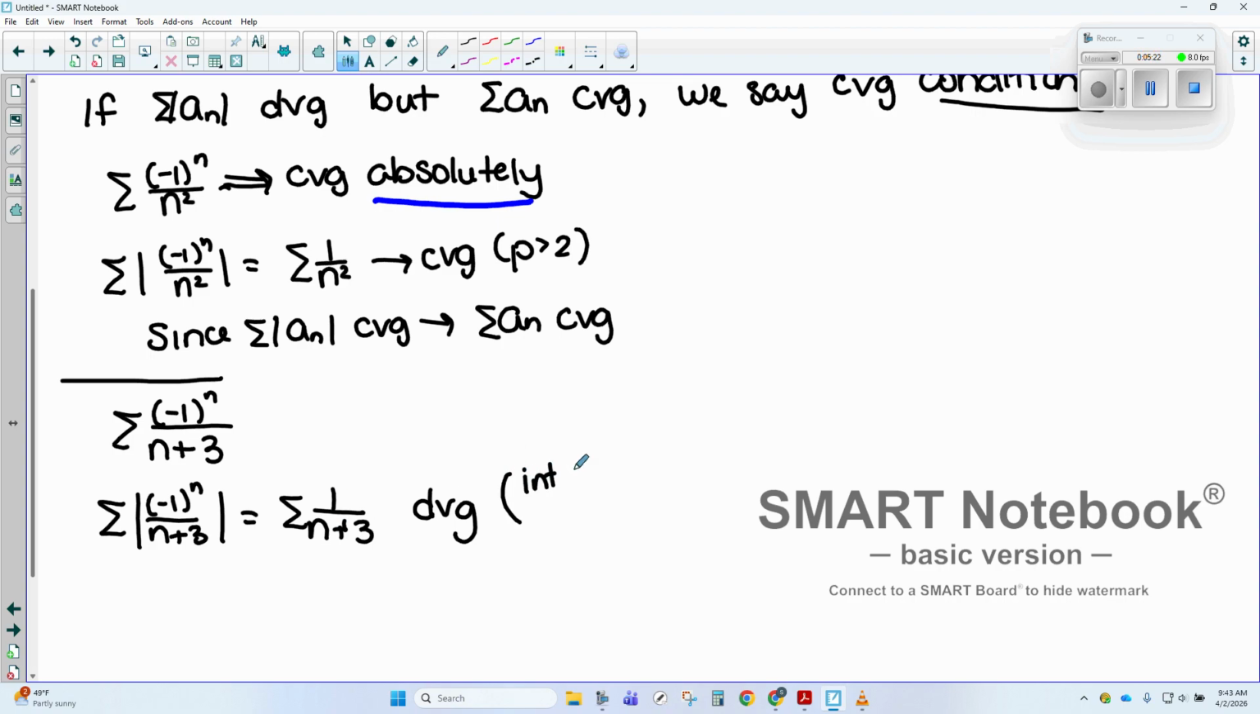We had a lot of tests. We could use the integral test for this. We could use a comparison test. I would say the limit comparison test, because the inequality wouldn't go in the right direction for the direct comparison test. But hopefully we're very comfortable looking at this series and saying, I know that series diverges at this point.